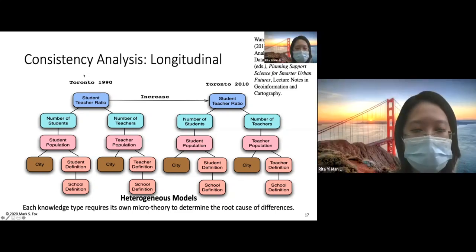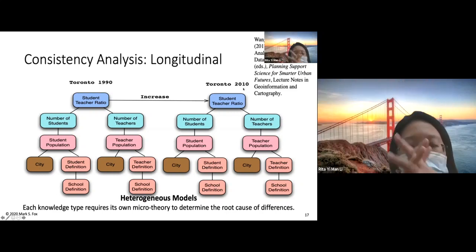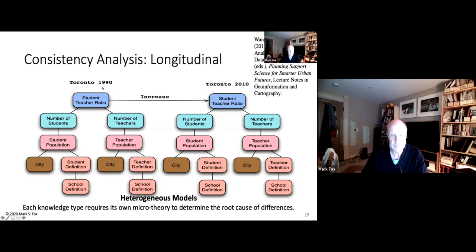So here is a consistency analysis. That is, we're determining on a longitudinal basis why it is that the student-teacher ratio in Toronto increased from 1990 to 2010. Why are there more students per teacher in 2010 than 1990? Okay. So the one reason is, well, let me come at it a different way. If the only information we have is a student-teacher ratio in 1990 and a student-teacher ratio in 2010, then we don't have any insight as to why it changed.